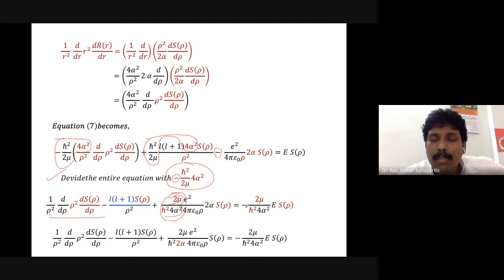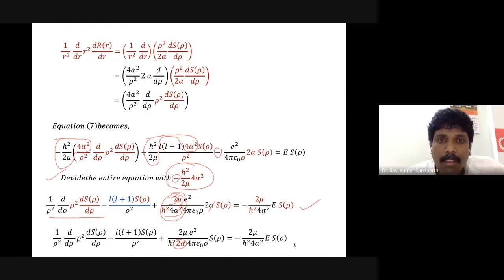The same thing we'll have to do: minus 2μ by ħ² multiplied by 4α² multiplied by E and multiplied by S(ρ). Then you can do a small simplification here, that there is an α and here is an α², so you can cancel out and simply write it as 2α. That is the next step you can do.